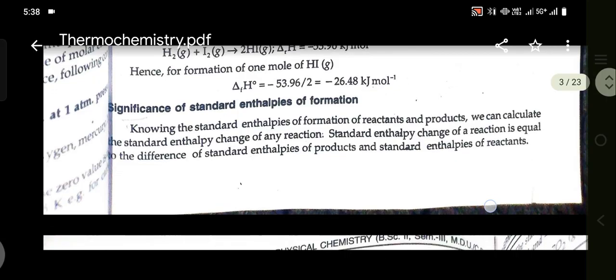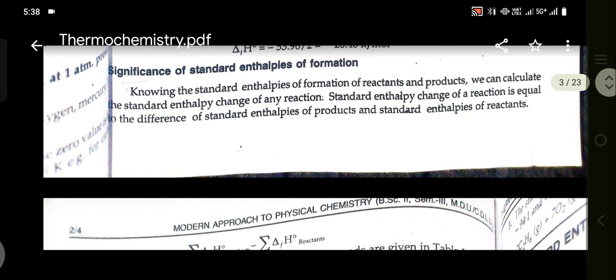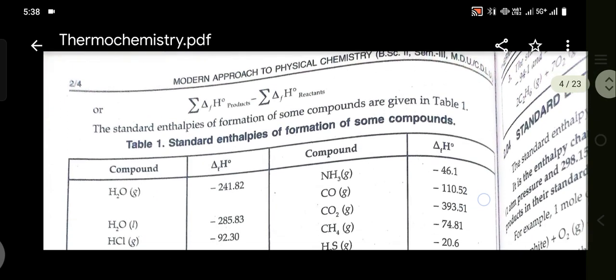Significance of the standard enthalpy of formation. Knowing the standard enthalpy of formation of the reactants and the products, we can calculate the standard enthalpy change of any reaction. The standard enthalpy change of a reaction is equal to the difference of the standard enthalpy of products and the standard enthalpy of reactants.